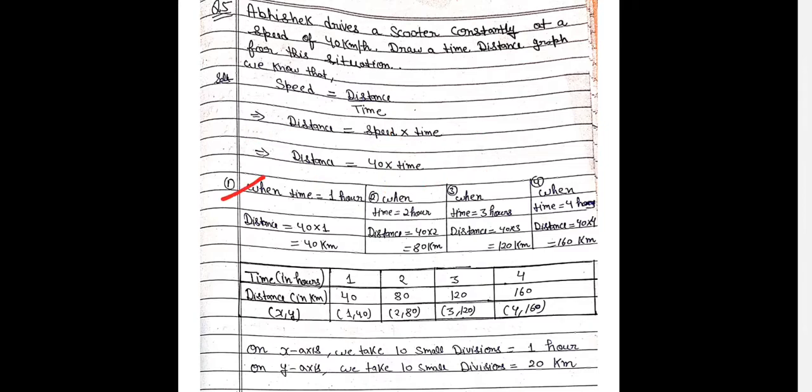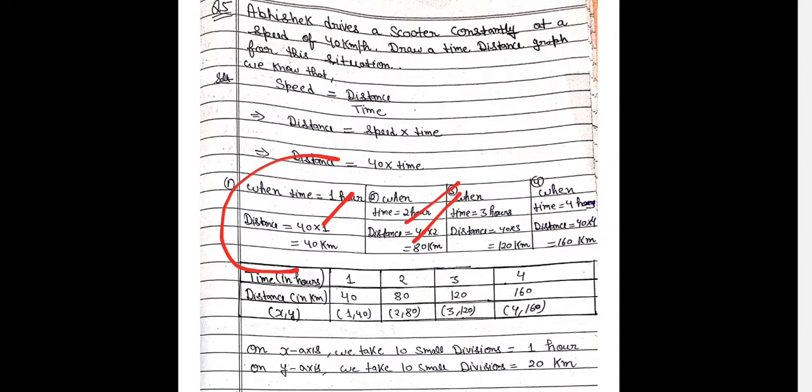Now take the first case, when the time is 1 hour. What is the distance? Distance is equal to 40 into time. Taking time as 1 hour, 40 into 1 becomes 40 kilometer. So when the time is 1 hour, the distance is 40 kilometer.